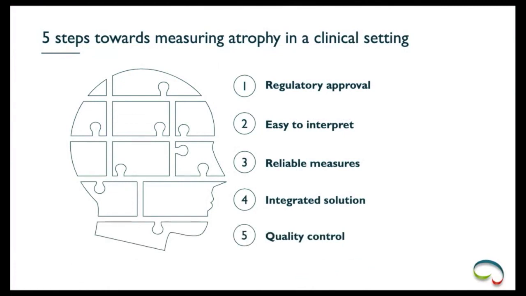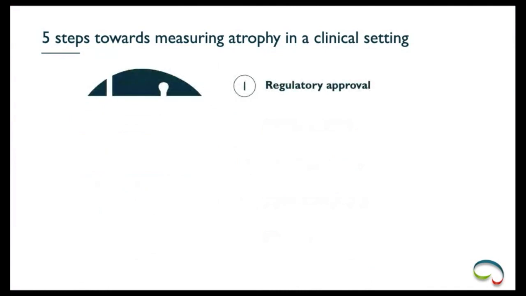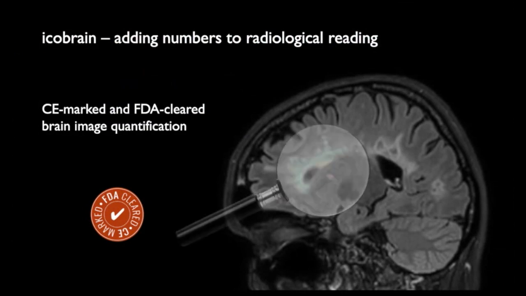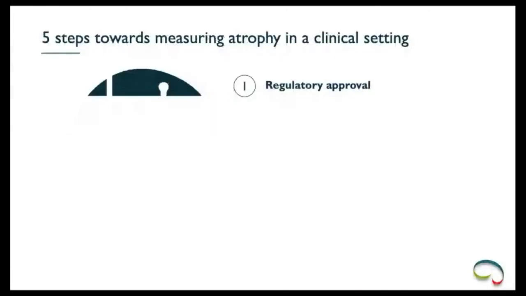Of course, the presentation and the webinar will be accessible later onwards, so in case you want to look at them in detail. First, of course, an important requirement is the regulatory approval. Our software icobrain is approved in the US, in Europe, in Canada, Brazil, Australia, Japan, and India. So that's the first checkbox to be made.